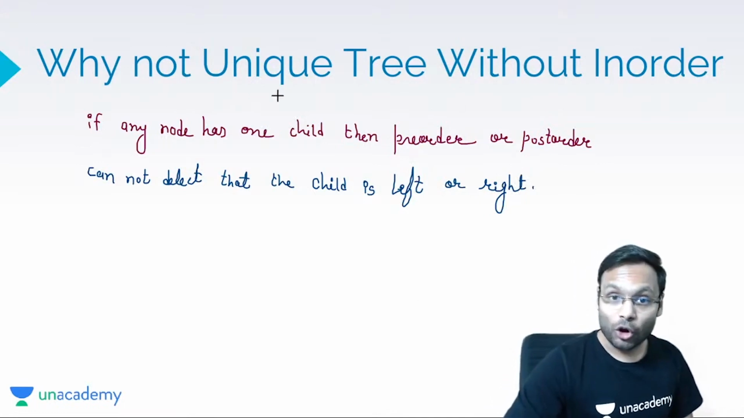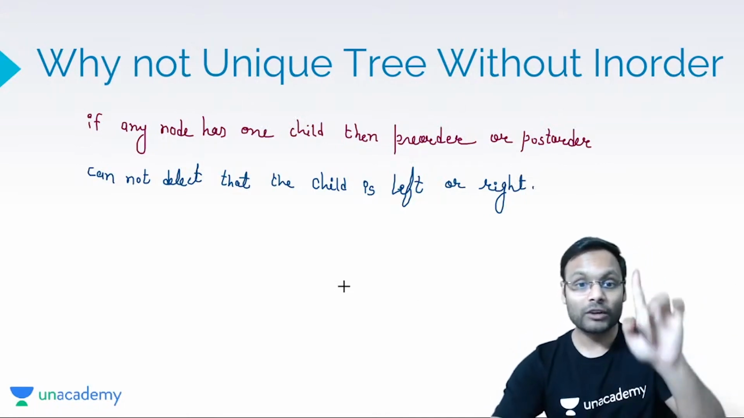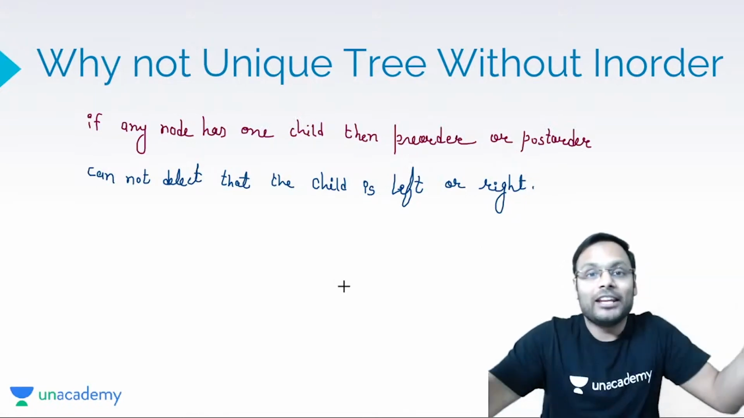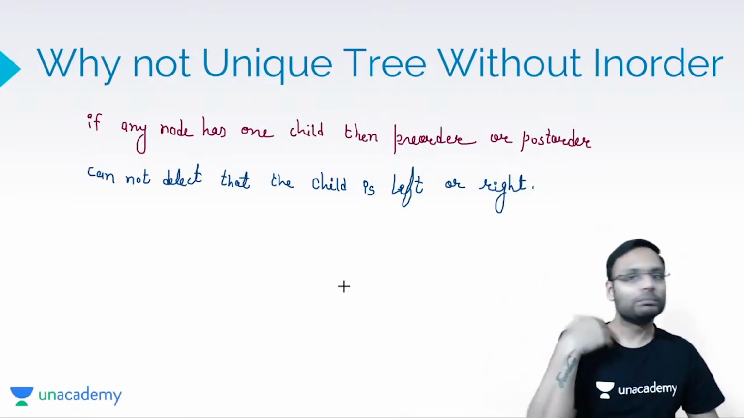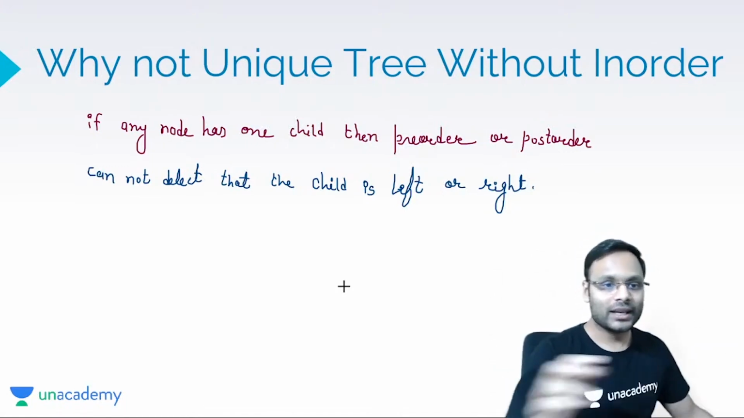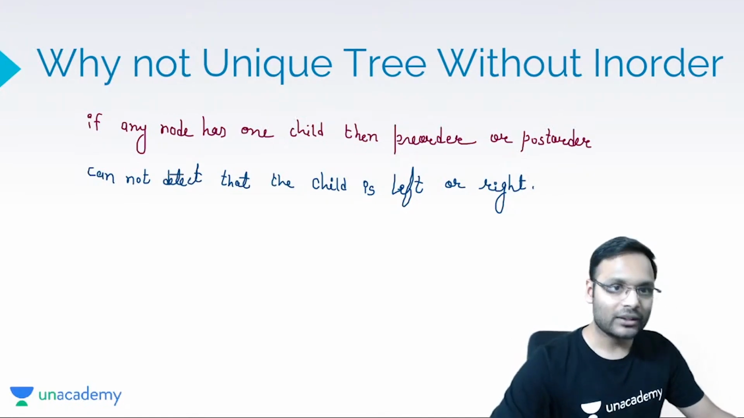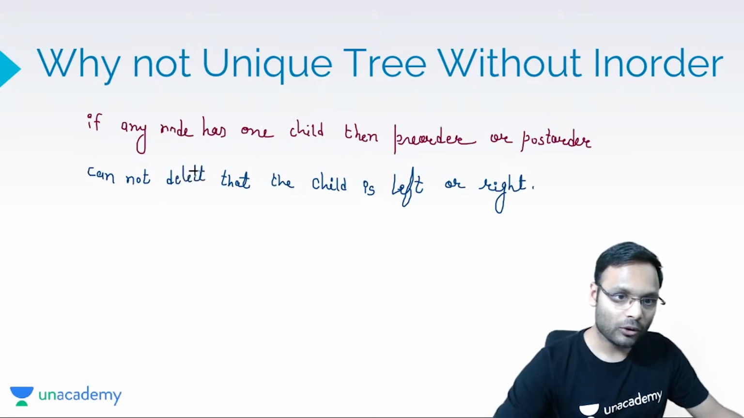We cannot draw the unique tree, but we can draw the unique tree using pre-order and post-order when we don't have any confusion of left and right. Both children are present or no children are present. So we cannot have a single child node. In that case, a particular tree can be constructed uniquely with pre-order and post-order without in-order also.